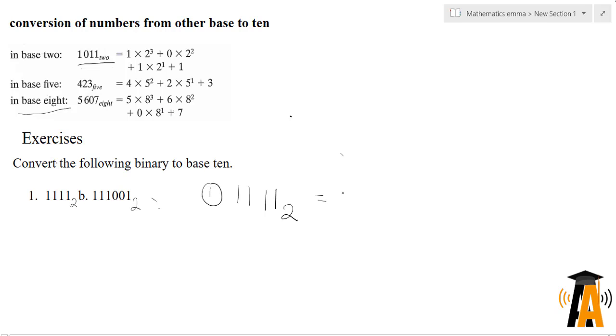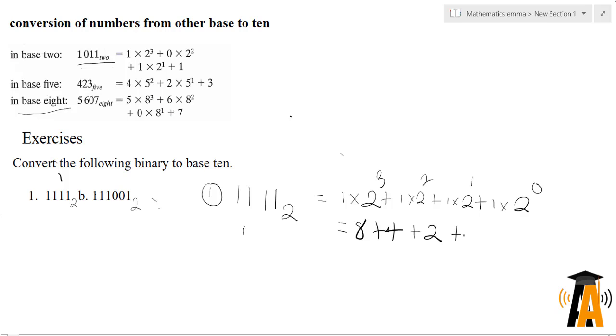So this is equal to 1 times the base, which is 2, plus 1 times 2, plus 1 times 2, plus 1 times 2. So we have 0 here, 2 to power 0, then 1, 2, and 3, which is equal to 2 to power 3, we have 8, plus 2 to power 2, which is 4, plus 2 to power 1, which is 2, plus 2 to power 0 is 1, and 1 times 1 of course is 1, so we have 1 here.